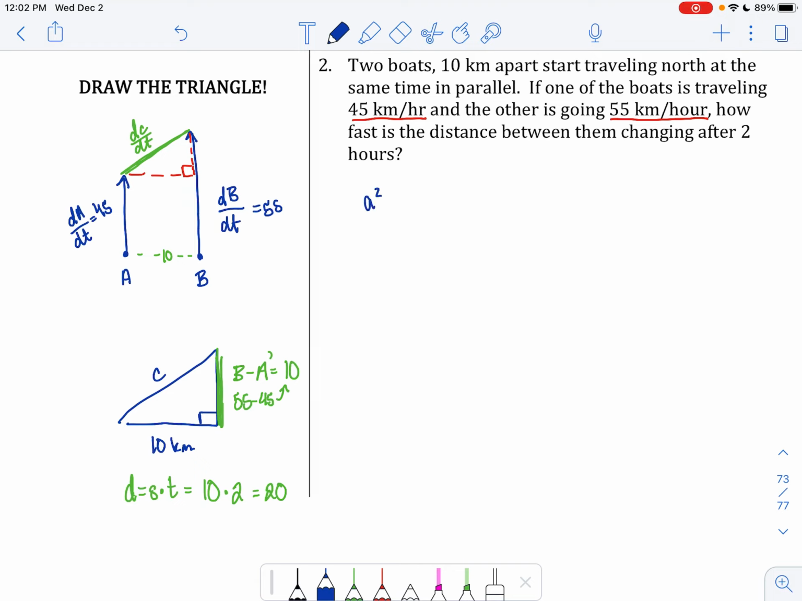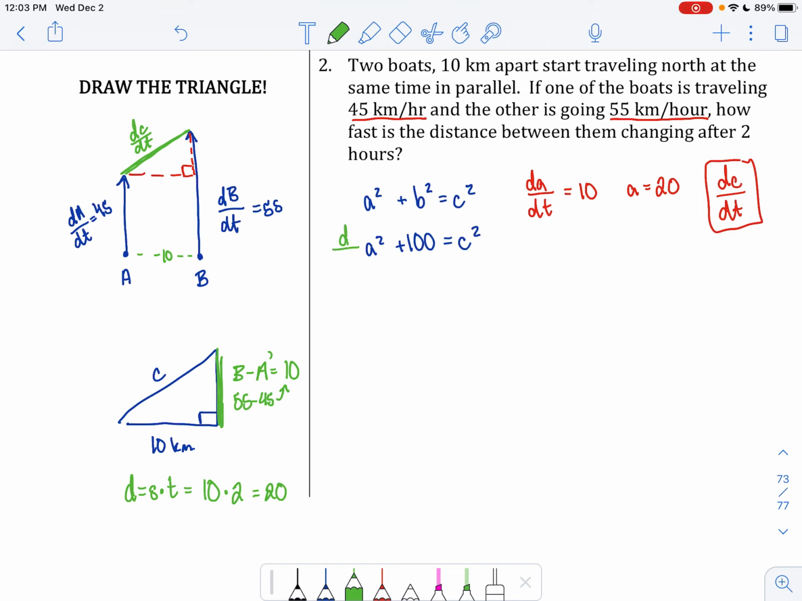What we do know is that by the Pythagorean theorem, a squared plus b squared equals c squared. The base is constant, so I would write a squared plus 100 is equal to c squared. And remember, we know that dA dt is equal to 10. We know that A is equal to 20. And we want dC dt. This is what we want.